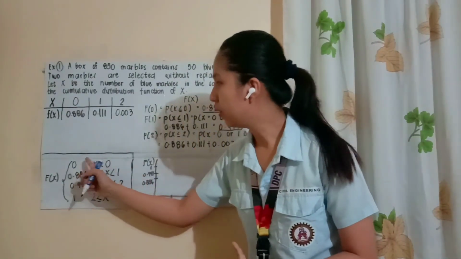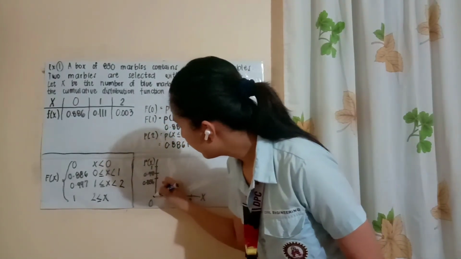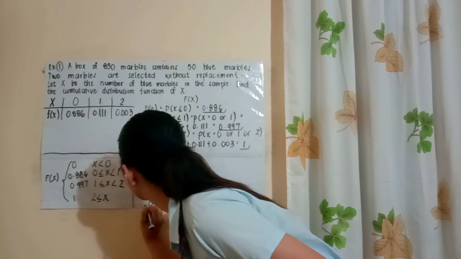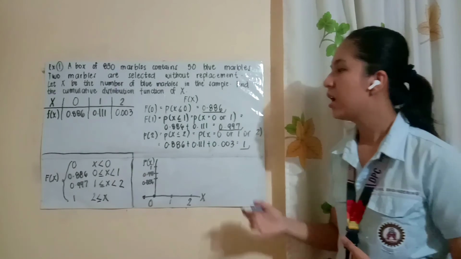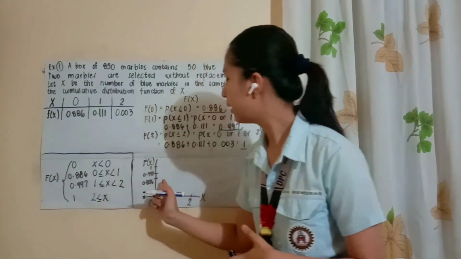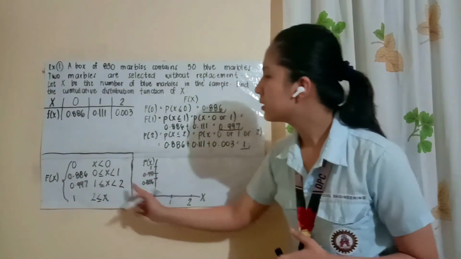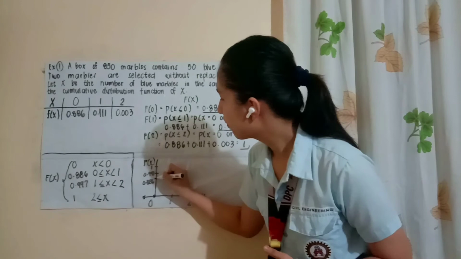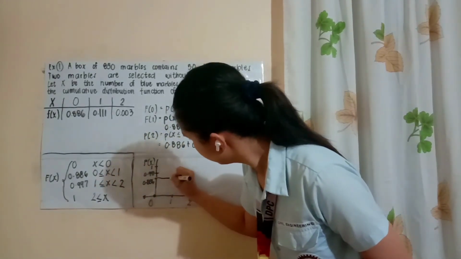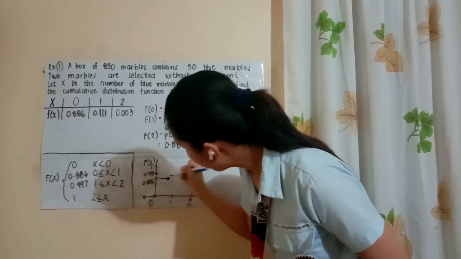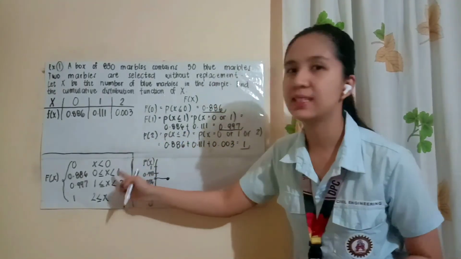So, start na tayo mag-plot. First dito kay 0. Yung x niya daw ay less than 0. So, mag-start tayo dito kay 0, and then papunta dito, since sabi x is less than 0 daw. And then next we have this one. We have 0.886, 0 less than or equal x less than 1. So, mag-start tayo kay 0 ulit, and then papunta na siya kay 1. Pero papunta lang siya kay 1, not exact 1. Di tayo magtatapos sa 1 kasi sabi less than 1 daw.